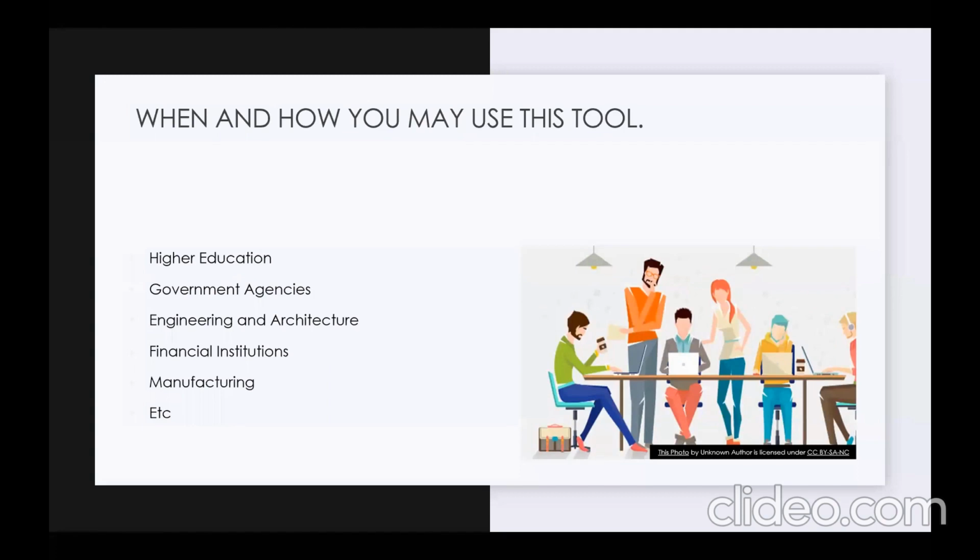When and how you may use this tool. The multi-criteria analysis is a great tool to utilize when working with specific sectors that focus on quantitative measures to make decisions, such as higher education, government agencies, engineering, financial institutions, manufacturing, construction, but can be used almost anywhere. It's important that the organization has a few potential solutions to an issue before they decide to begin a multi-criteria analysis, because it is a longer process compared to other tools available.